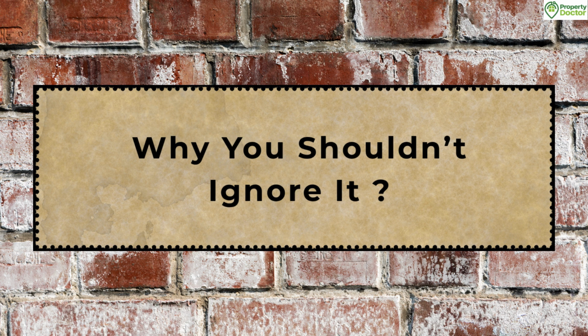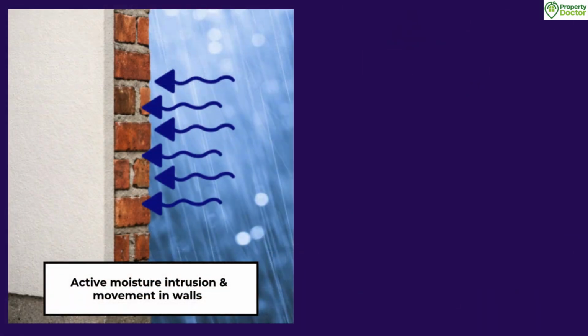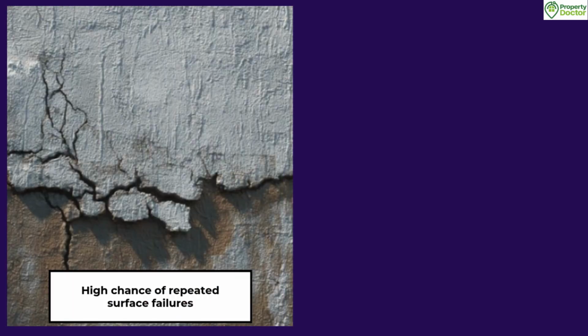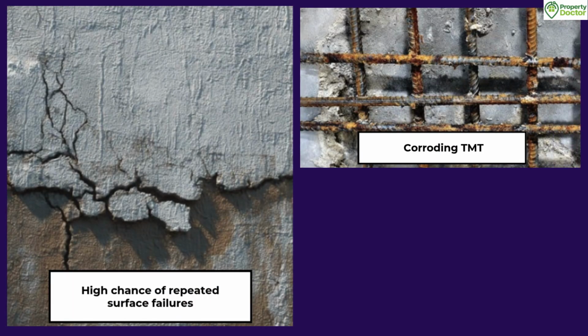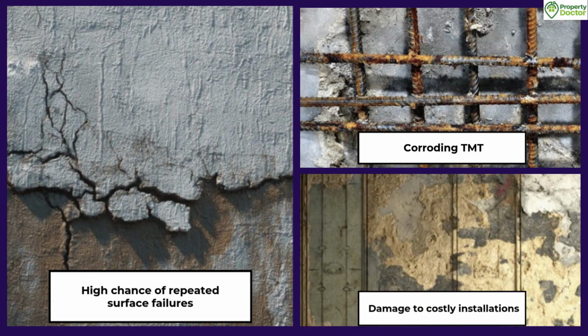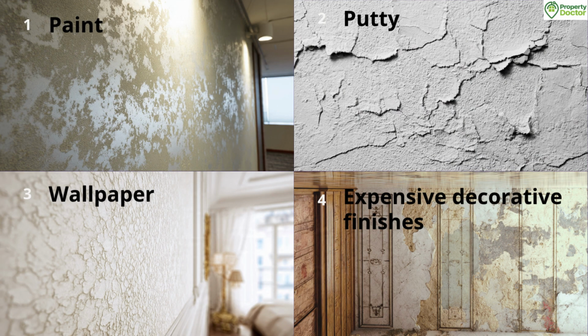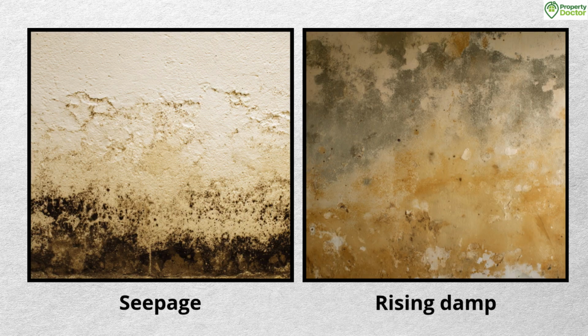Why you shouldn't ignore it? Even though this is a non-structural defect, it indicates active moisture intrusion and movement in walls. Presence of salt inside construction materials used. High chance of repeated surface failures, corroding TMT and damage to costly installations. If left untreated, it can spoil paint, putty, wallpaper and expensive decorative finishes, which signal deeper issues like seepage or rising damp, and prolonged occurrence may lead to structural distress.